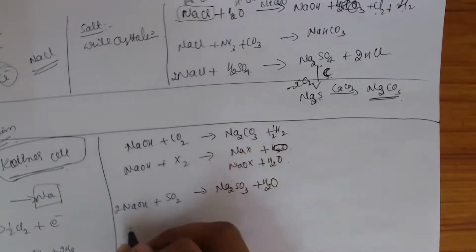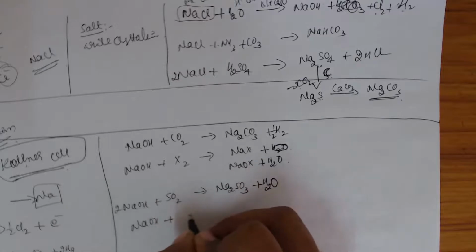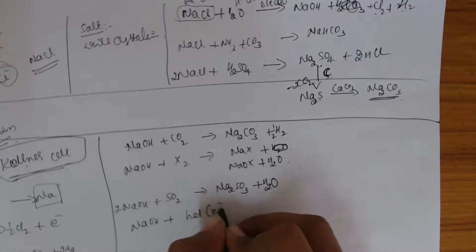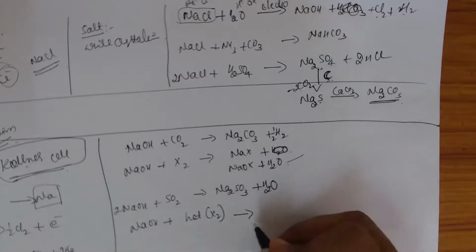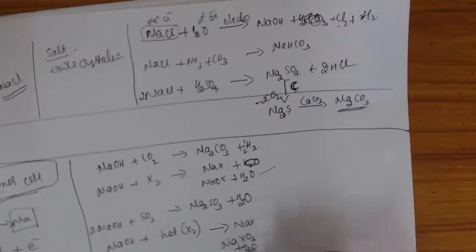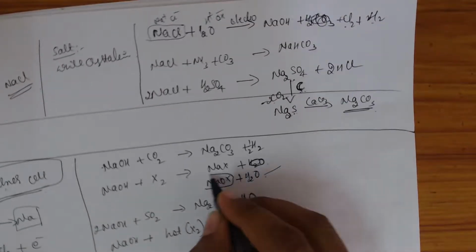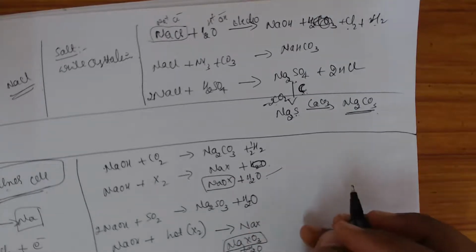Similarly, if this NaOH is treated with a solution of X2 halogens, this one is for cold, this one is for hot. Again, it will form NaXO3 plus H2O. What is the difference, students, between here and here? Here it will form NaOX, here it will form NaXO3.